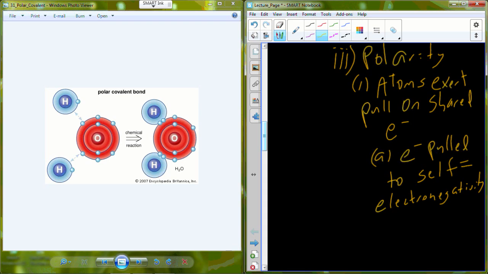And in fact, when you observe the periodic table of elements, you are going to see that there are different amounts of electronegativity depending on the atoms that we're talking about. Hydrogen has a very low electronegativity, which means it doesn't pull on the electrons all that much. Oxygen has a very high electronegativity, so oxygen has a very strong force that pulls the electrons towards itself. Okay?